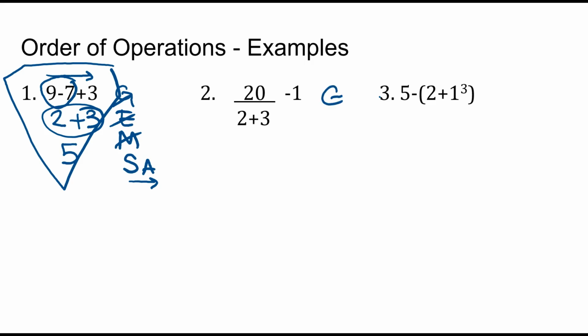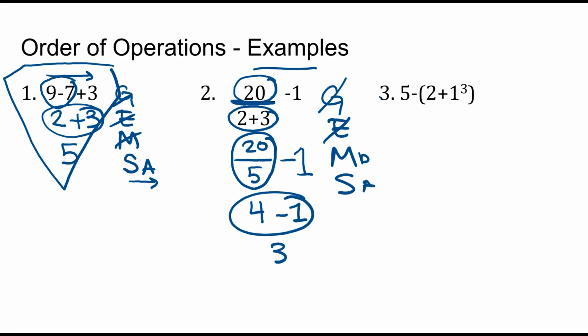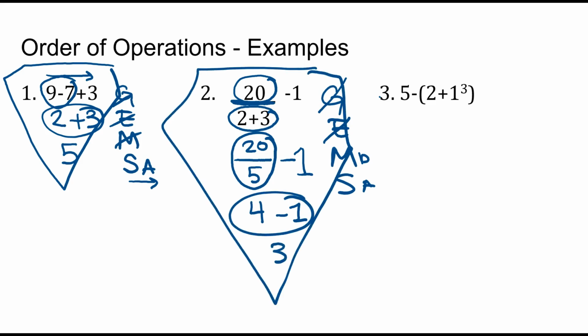All right, now let's take a look at the next one. Let's look if we have any grouping symbols, and we do. This fraction bar is a grouping symbol. So we'll actually do everything in the top, everything in the bottom, keep our fraction bar, and everything else. Well, there's nothing to do with 20, and 2 plus 3 is 5. So now we're done with our grouping symbol. Exponent, none. We do have multiplication or division. This is a division sign. So we'll bring down that minus 1. We get 4. 4 minus 1 is 3. That is the answer.